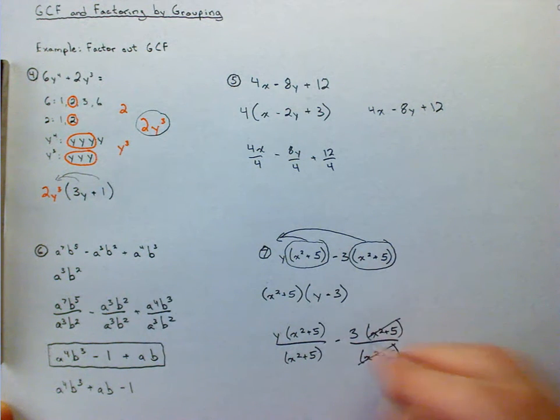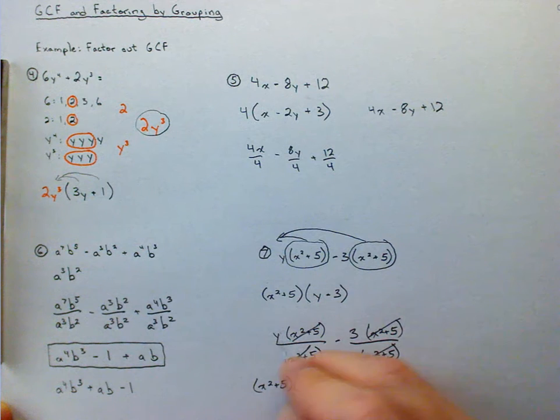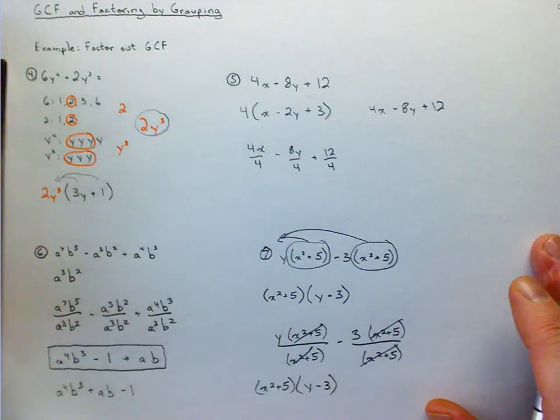They cancel, right? That's all you're left with. What you were dividing by, you write in front of the parentheses, and then inside the parentheses, you write what's left. Okay, that's factoring out the greatest common factor.